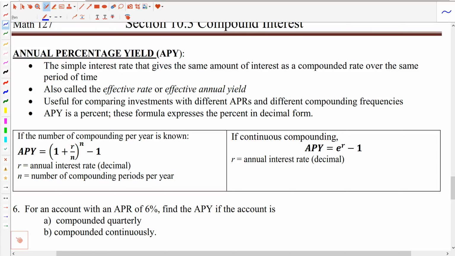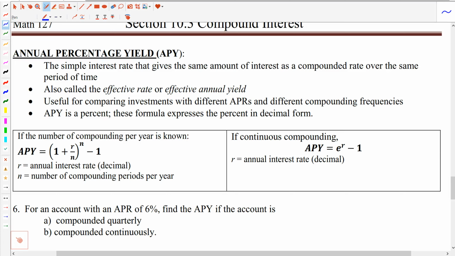When making financial decisions, investors usually want to choose the investment that provides the highest interest rate. However, it can sometimes be difficult to compare interest rates if the compounding intervals are different. In that case, we can look for something called the annual percentage yield, or the APY. Now, the APY is useful for allowing us to compare these investments that may have different APRs and different compounding frequencies. Annual percentage yield is sometimes also called the effective rate or the effective annual yield.